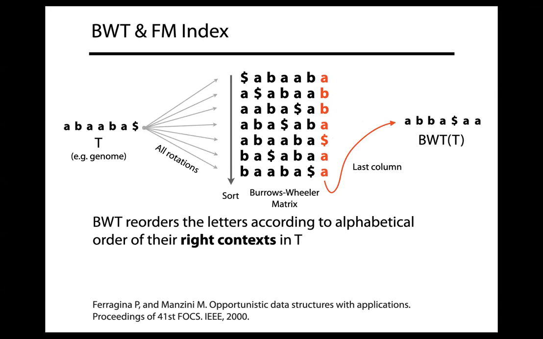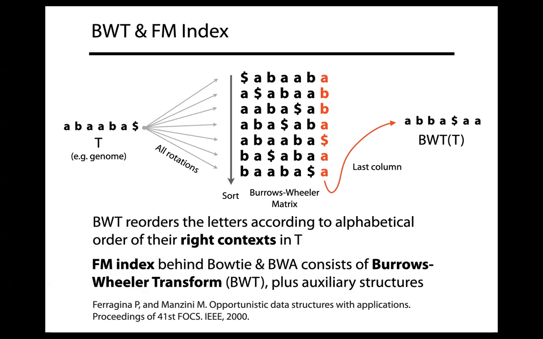But the short way to say it is that it just takes the letters of your text and puts them in a new order according to the alphabetical order of what comes to the right in the original text. And this is the basis for tools like Bowtie and BWA. It takes this idea and combines it with some auxiliary structures, I'll describe these in a minute, so that it can solve pattern matching problems very quickly.